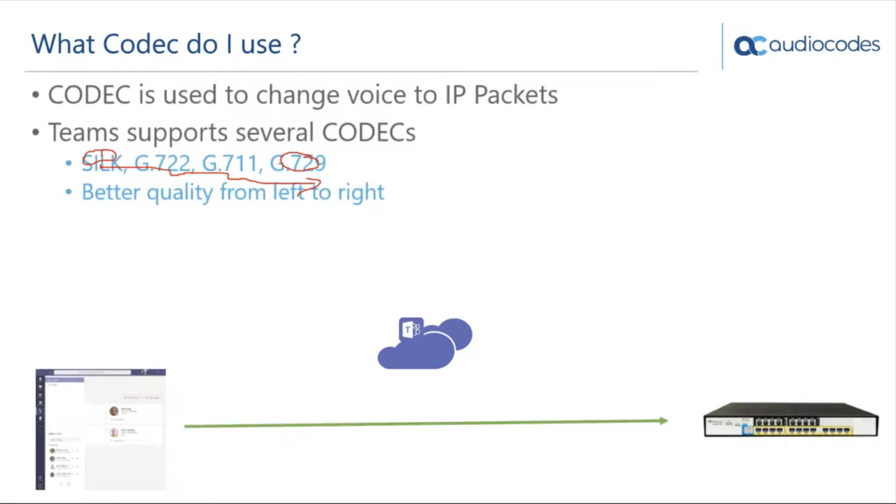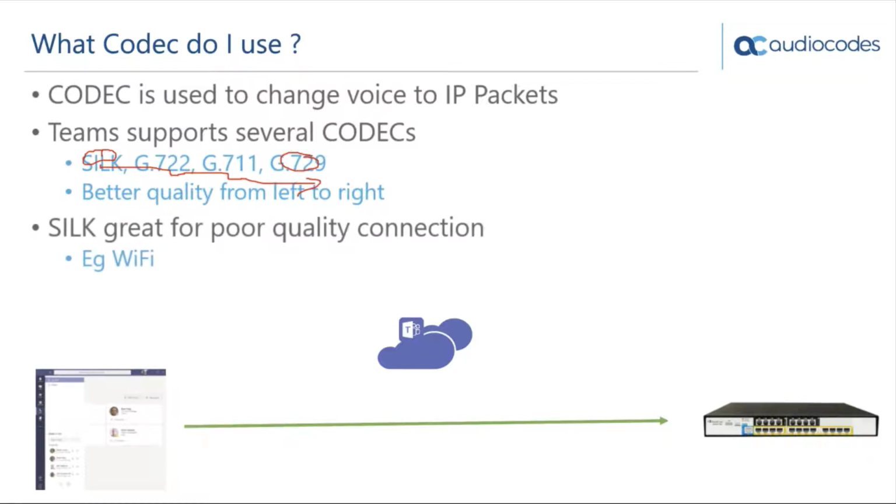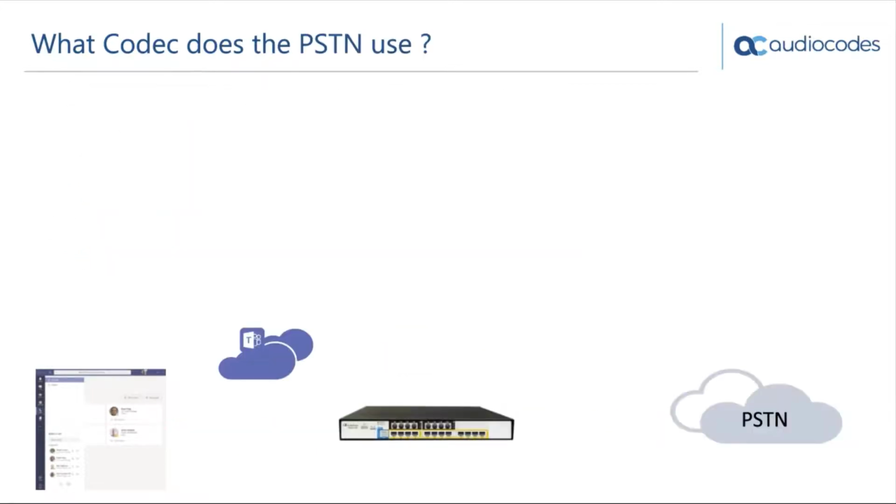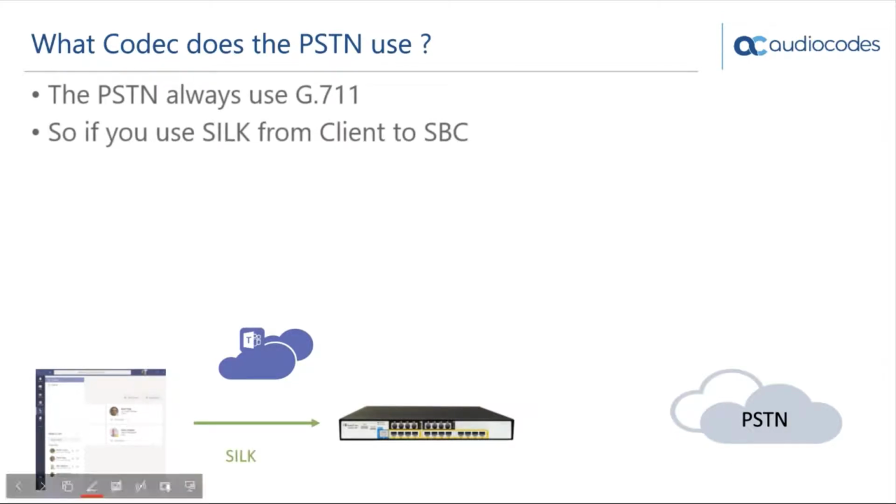So Silk is great to use if you can. If you're on a poor quality connection, on a Wi-Fi connection, in an internet cafe for example, then it's great to have Silk to send the traffic from the client to the SBC. However, if you think about the total call from end to end, the SBC is connected to the PSTN, and the PSTN pretty much always uses G711.